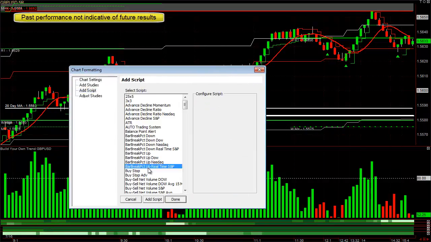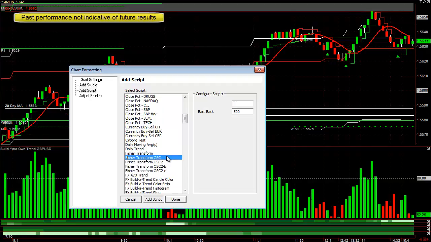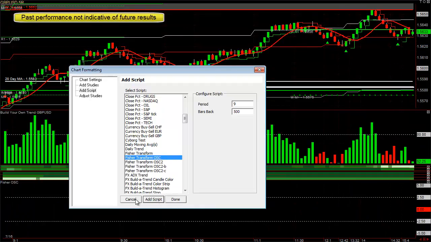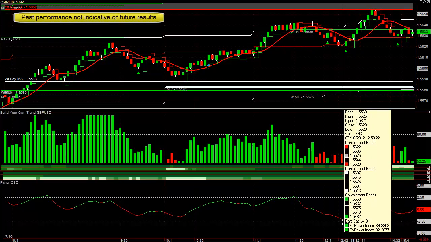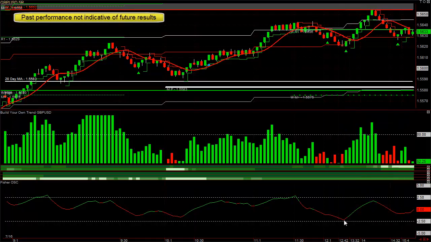You go to Add Script, Fisher Oscillator, and this will show you a decent sized pullback. Anytime it moves up and typically pulls back somewhere around the lower extreme, minus 2.5, is where you want to look for an entry. So when it's near a minus 2.5 pullback and you get a buy signal right there, you want to get in when it goes 1 pip above that bar's high.